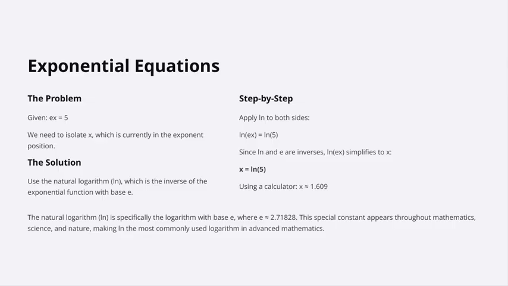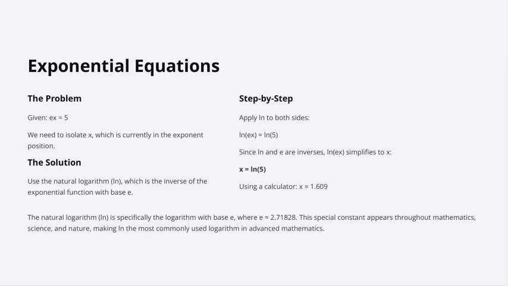ln of e raised to the x equals ln of 5. Now, since ln and e are inverse functions, ln of e^x simplifies directly to x. So now we have x equals ln of 5. To get a numerical value, we can use a calculator, which gives us approximately 1.609.